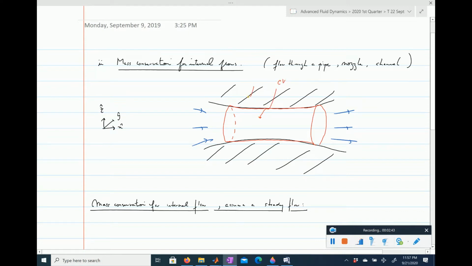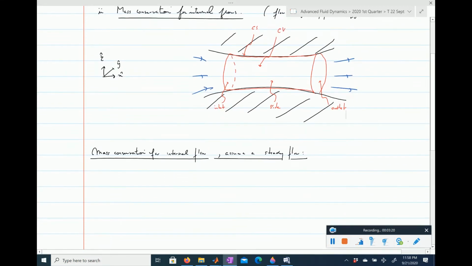And if we look at the control surface, it really has three parts. You would have here an inlet, we have here the outlet, and the last part is the side surface, right? The one that really touches the solid. All three together form the control surface. You cannot leave one out. So now we can write for this particular control volume our statement of mass conservation.